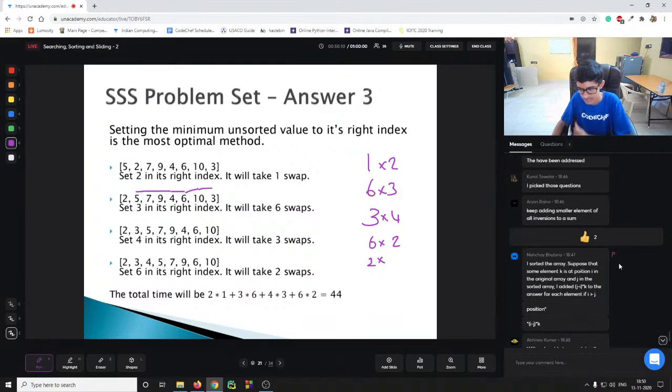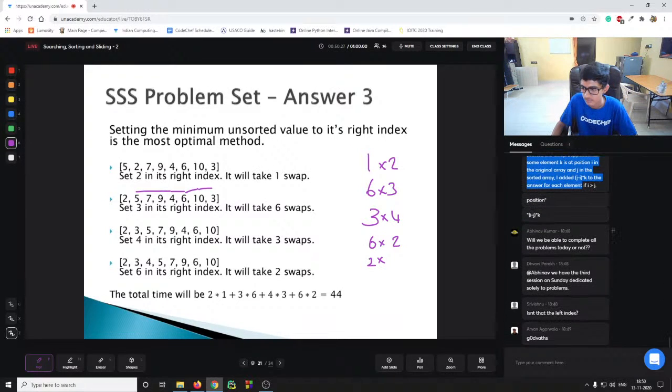Okay, let me read your comments. I sorted the array. Suppose that some element is at a position i in the original array and j in the sorted array. I added (j minus i) times k to the answer for each element if i is greater than j. Yep, that's the right answer.